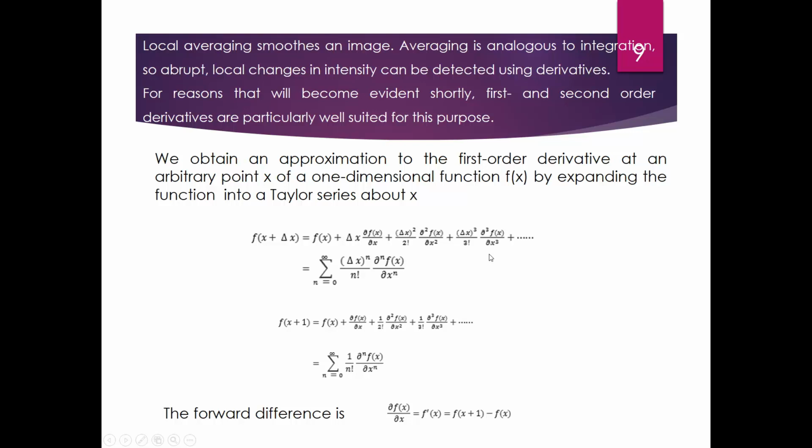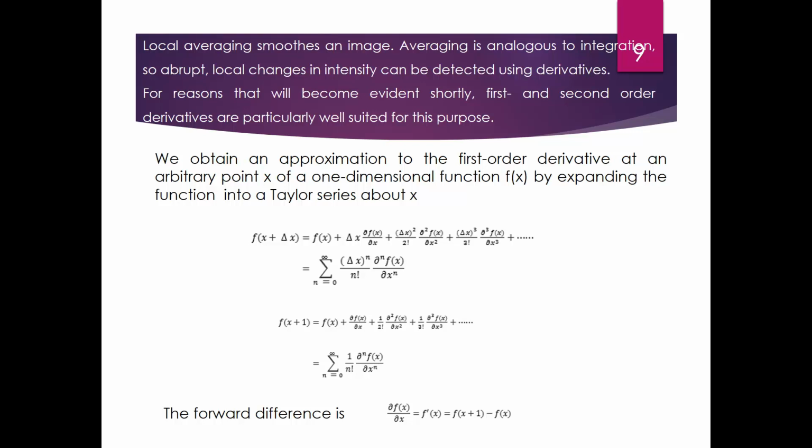As you know, since an image is discrete, the minimum delta x is 1, because we cannot choose less than 1 pixel. So now delta x has been replaced with 1, and f(x plus 1) can be represented by this equation. If we ignore the higher terms, f(x plus 1) is equal to f(x) plus del f(x) by del x. So del f by del x is equal to f dash x, which is equivalent to f(x plus 1) minus f(x). This is known as the forward difference.